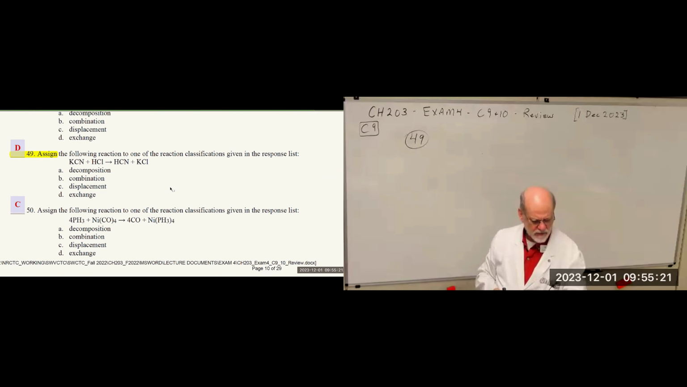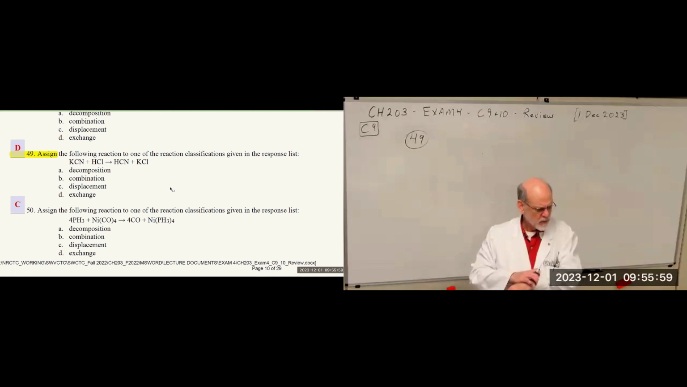Assign the following reaction to one of the reaction classifications given in the response list. Okay. Potassium cyanide plus hydrochloric acid yields hydrogen cyanide gas plus potassium chloride. That is one in which the hydrogen and the potassium exchange places. Notice if you put the potassium with the chlorine and the hydrogen with the cyanide, you get products. So that's a double displacement or an exchange reaction.